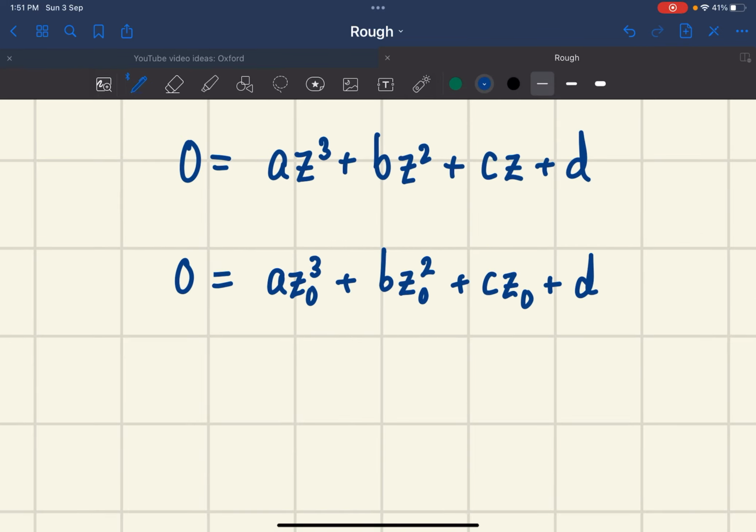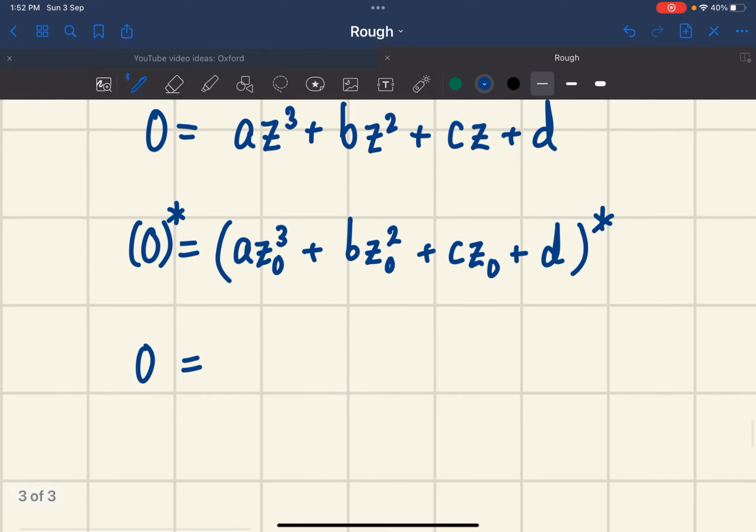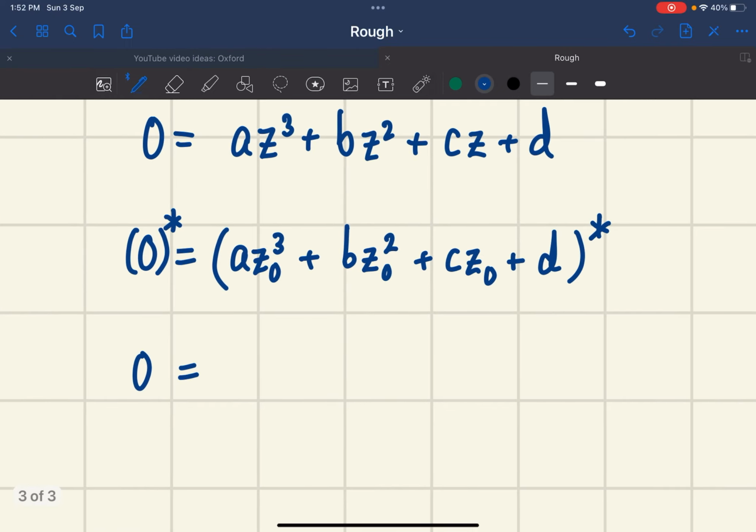Now I've substituted in z for z naught. Both sides of this equation are equal. So why don't we take the complex conjugate of both sides? The complex conjugate of 0 is just 0. Then we look at the right hand side.